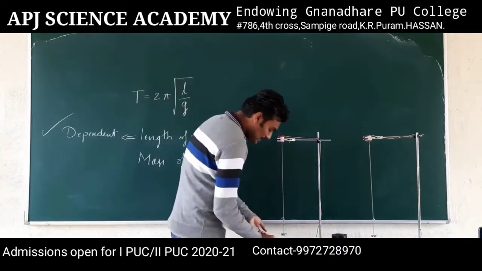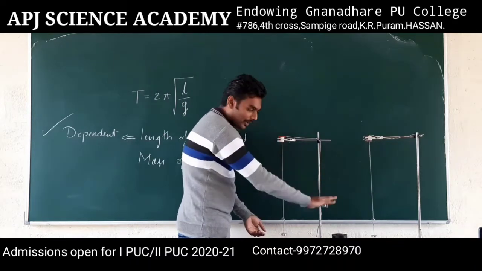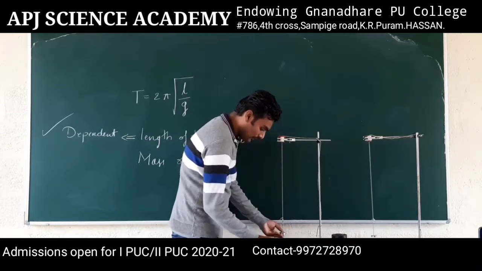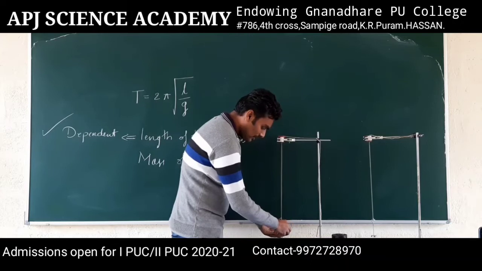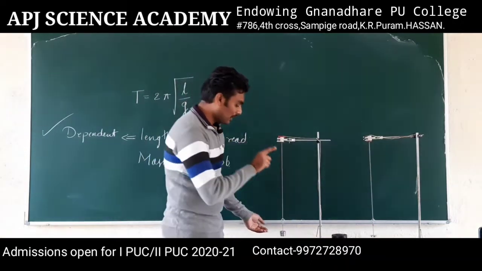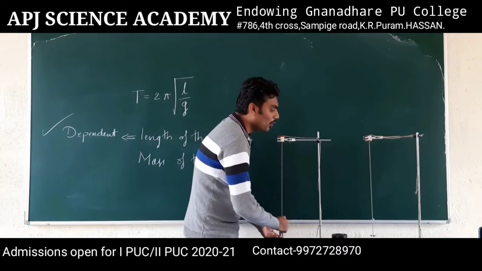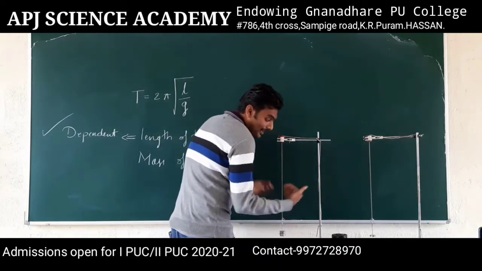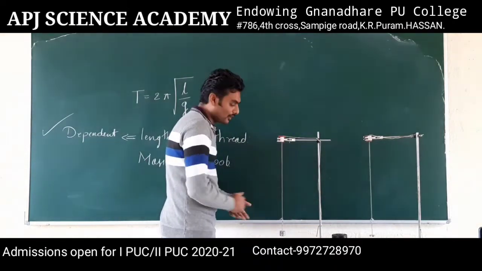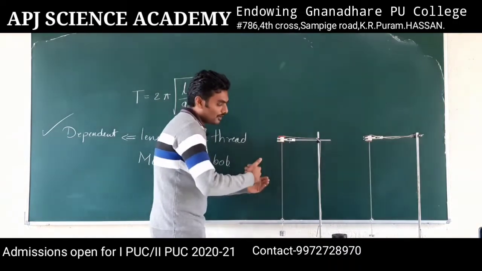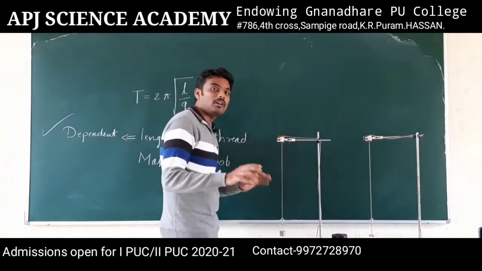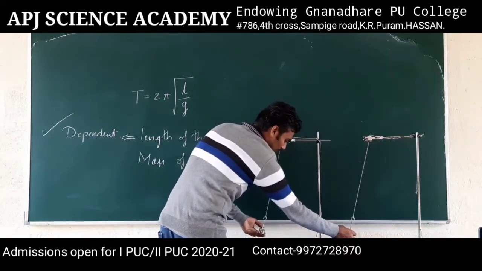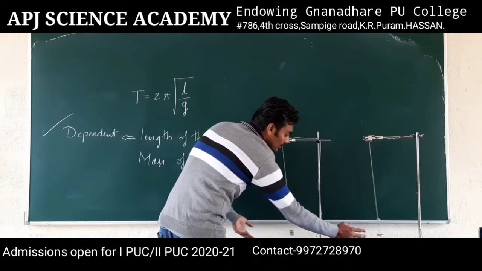So now let me change the mass. Let that mass remain the same. It's only one weight hanging there, but for this I'll add two more weights. Okay, so now observe carefully, the mass of this pendulum is more than the mass of that pendulum, isn't it? So now mass is different, length is same. Now let us see whether we get the same time period or a different time period. We'll observe carefully whether they oscillate together or in different time periods.